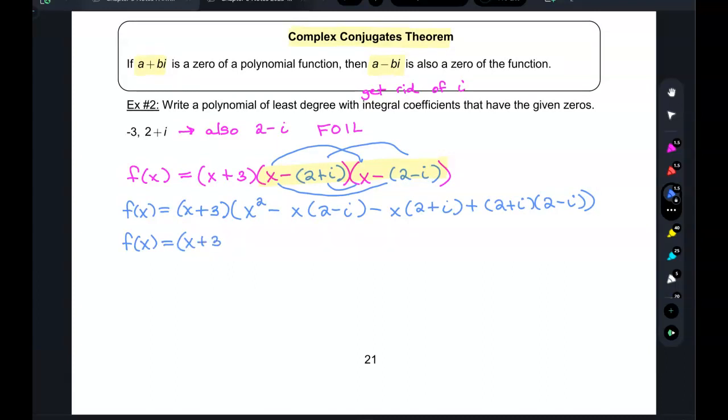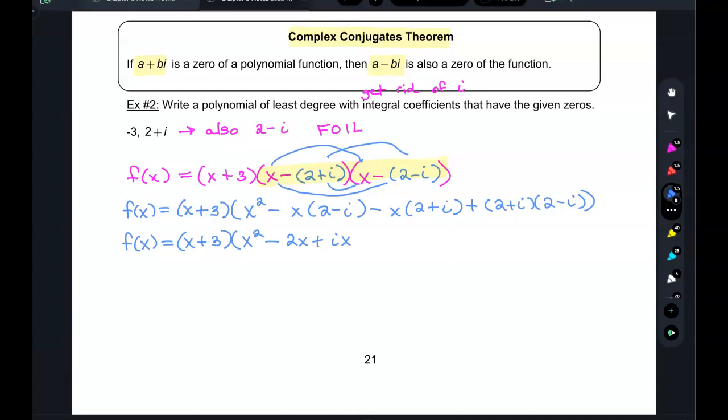Let's leave the x plus 3 for the moment. Now, if we've done the setup correctly, all the i's should be eliminated. Okay, so let's watch. x squared. Now we're going to distribute the x. So that's going to be minus 2x plus i times x, or x times i, I don't care what order. Are we okay with that?